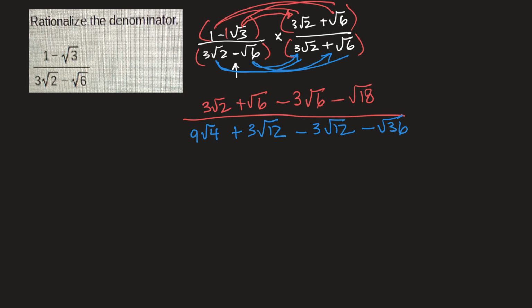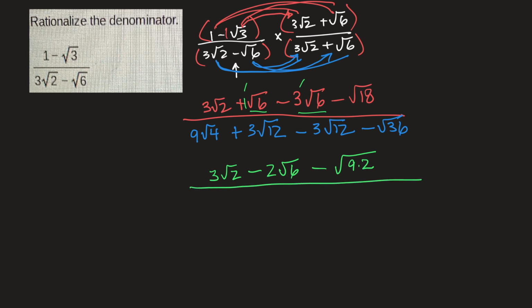So on the top, these things are the same radical, so I can combine them. So it'd be 3 root 2. So this is plus 1 root 6 minus 3 root 6, which would be negative 2 root 6, because you're up 1, you lose 3, negative 2 root 6s. Minus, now 18 I can simplify, because that's the same thing as 9 times 2. I'll finish simplifying on the next step. Over on the bottom, the square root of 4 is 2, so it'd be 9 times 2. 3 root 12 minus, these cancel. Minus root 36, that comes out even, that's just 6.